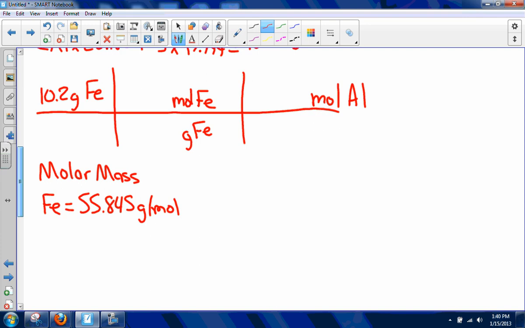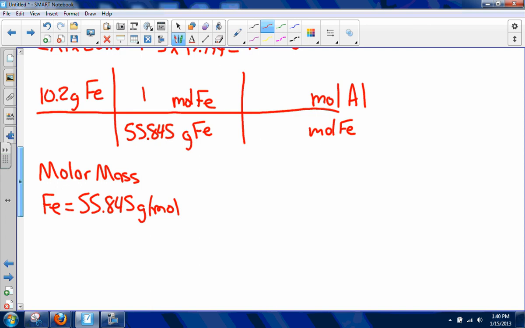So does that 55.845 go on top or on bottom? On bottom. And what do I put on top? Just a 1. All right. So I've got moles of Fe on top now. I need to get rid of it. Put moles of Fe on bottom. Okay. And now I just need to fill in my numbers like I did before.